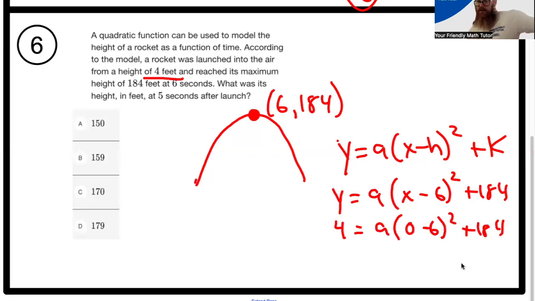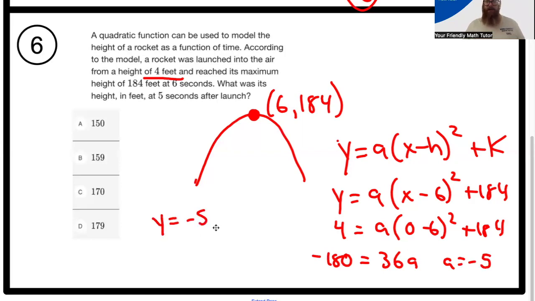So I can subtract 184, so I'll get negative 180. And this is negative 6 squared, which is 36, so that's 36a. And if I divide each side by 36, we should get a is negative 5. So therefore, our equation is y equals negative 5 times (x minus 6) squared plus 184.